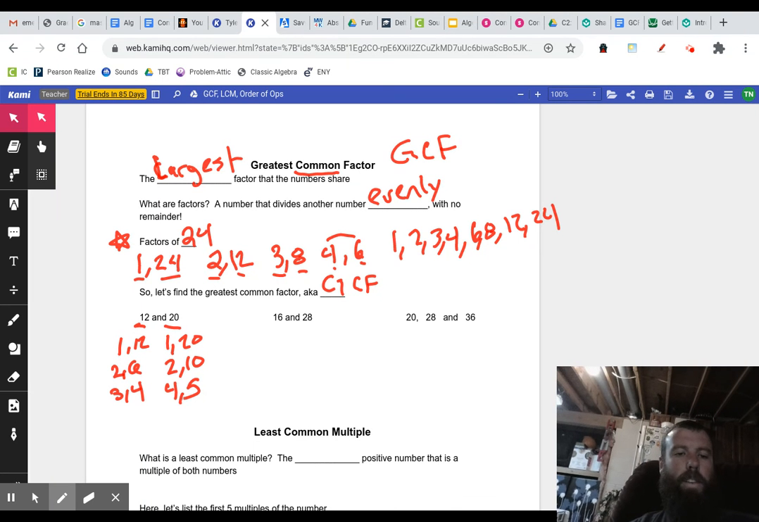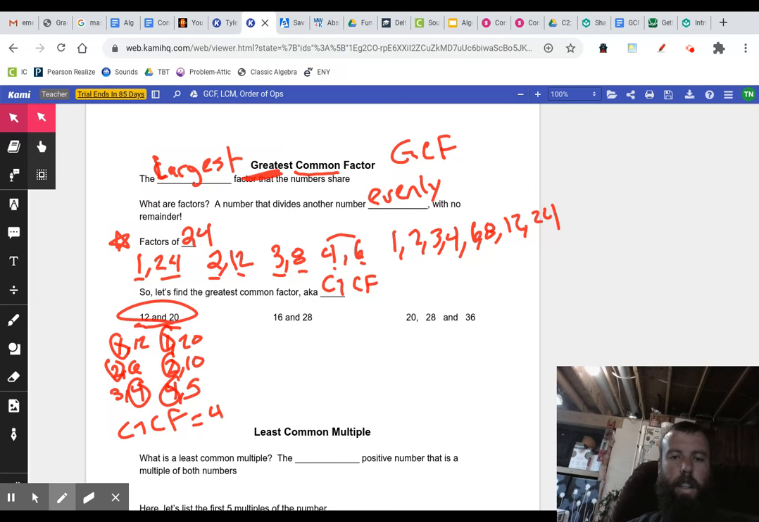Greatest common factor. They both have a 1. Great. They both have a 2. Great. They both have a 4. Great. They don't have anything else in common. Again, greatest common factor. So our GCF of 12 and 20 is 4.